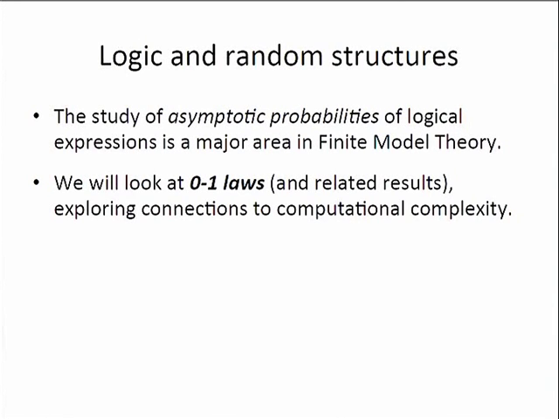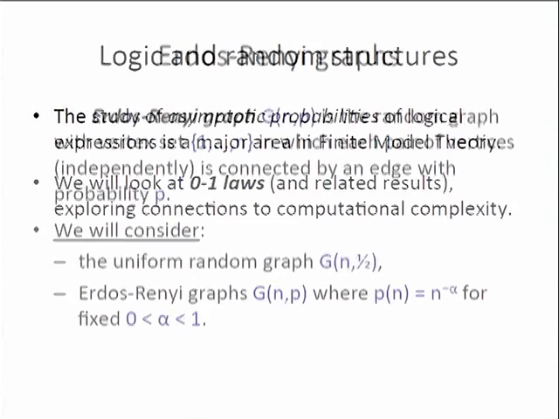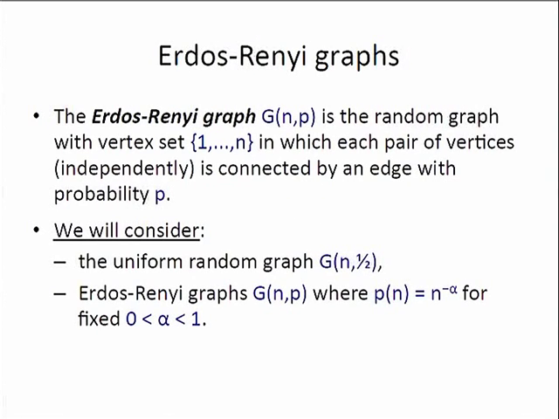The study of asymptotic properties of logical expressions is one major area in finite model theory. Here I'll give a proof of the classic 0-1 law, and then I'll mention some connections to computational complexity.